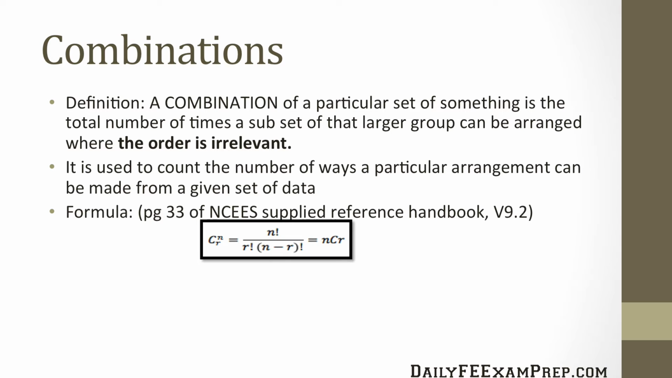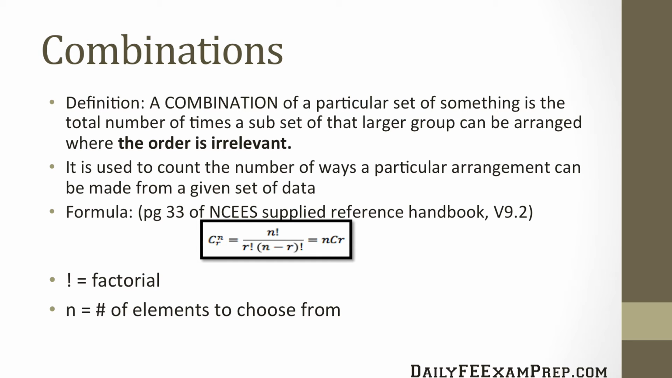And it's given right here. It's given in a couple of different ways: as C with superscript n, subscript r, or the actual formula, n factorial divided by r factorial times (n minus r) factorial. It's also given as n choose r, or nCr, where the exclamation point is factorial. n is the number of elements to choose from in the larger data set, and r is the subset group size that we want to arrange for the combination.